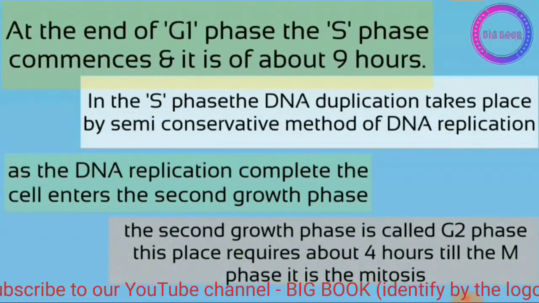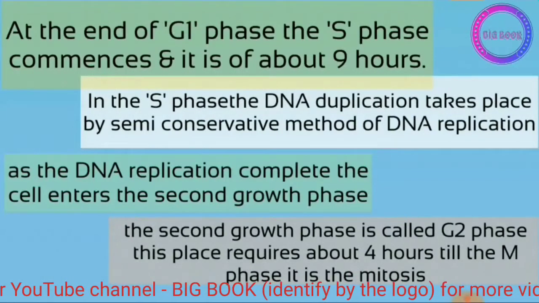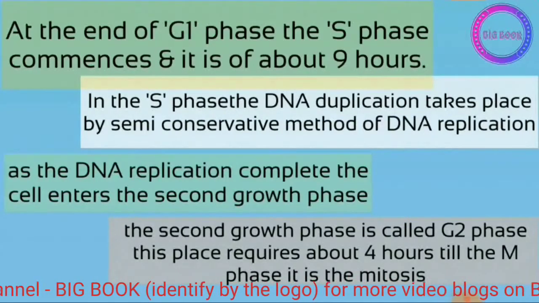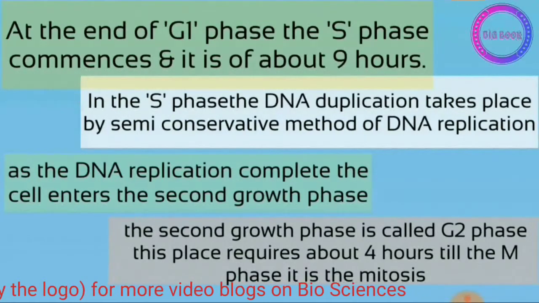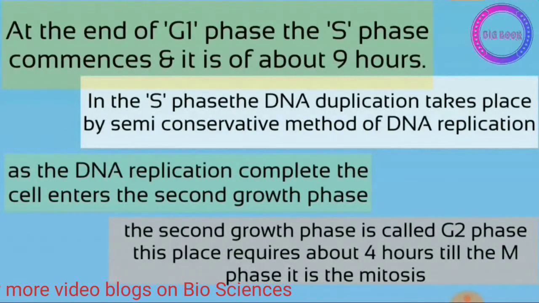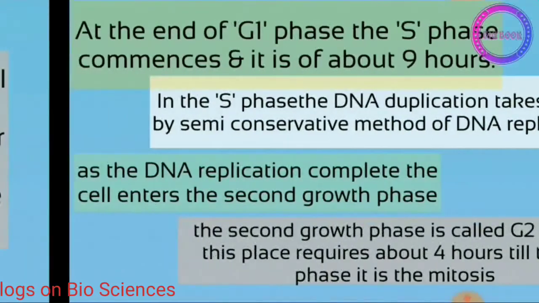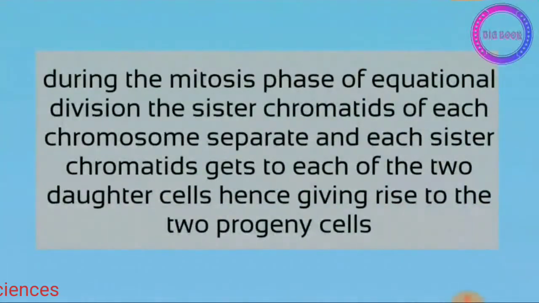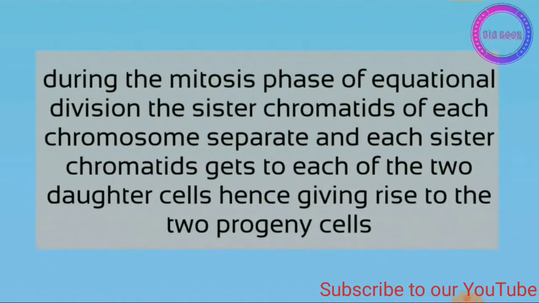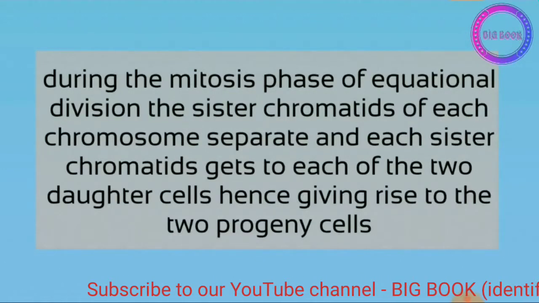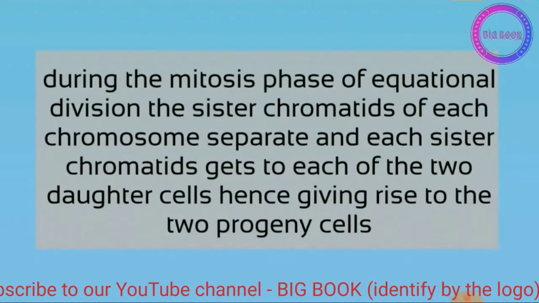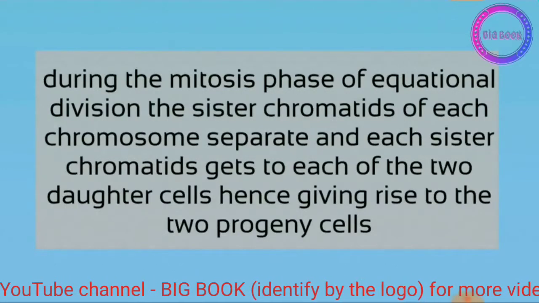the particular mitosis is going to take place. That is the equational division of the sister chromatids is going to take place. During the mitosis phase of equational division, the sister chromatids of each chromosome separate, and each sister chromatid goes to each of the two daughter cells, hence giving rise to the two progeny cells.